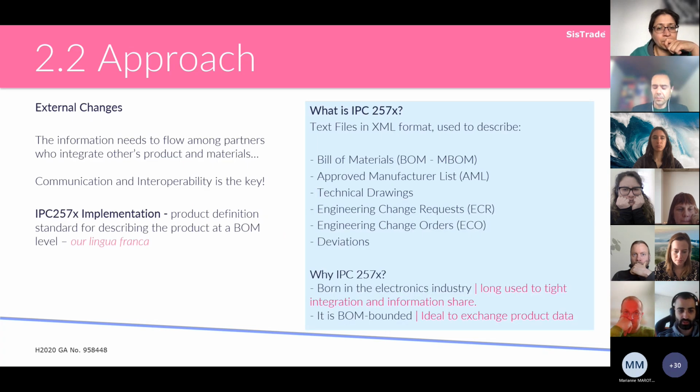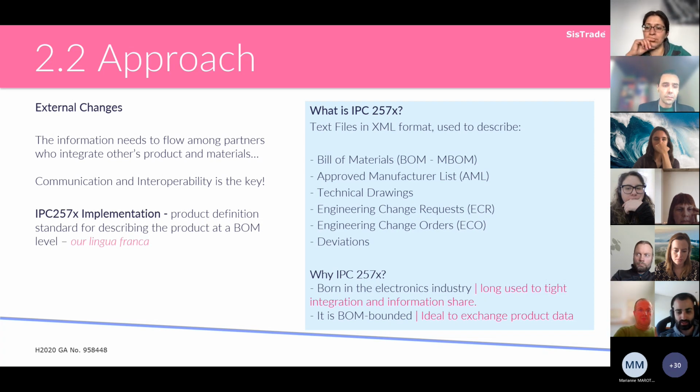Talking about external changes, the information needs to flow among partners who integrate other products and materials. The communication and interoperability is the key in order to be efficient. In Sistrade, our lingua franca, which means all stakeholders can read and see and structure it, is IPC 257X. It's a product definition standard for describing the product at a BOM level.